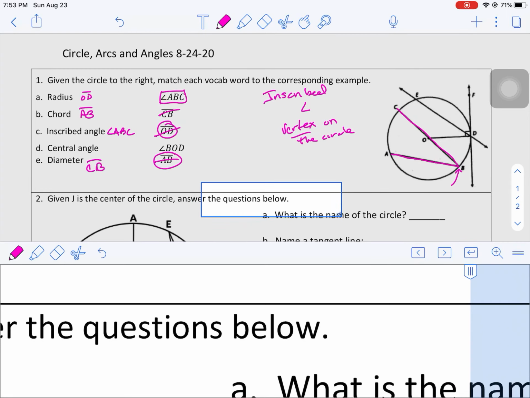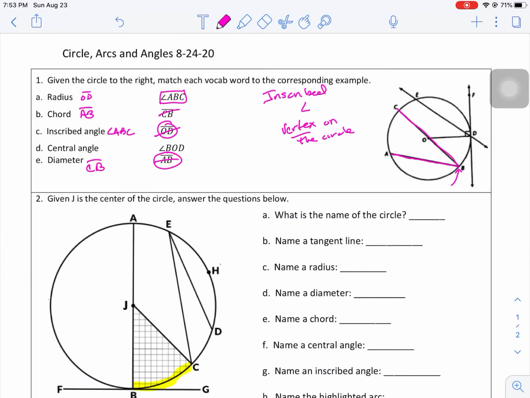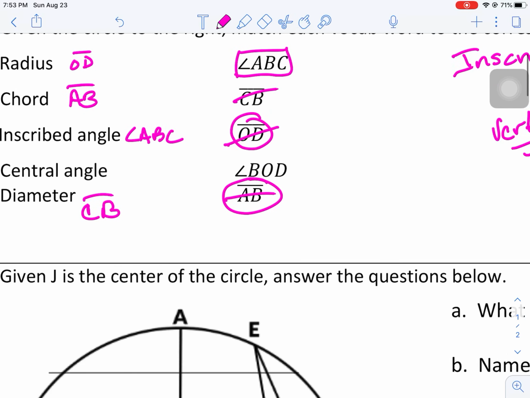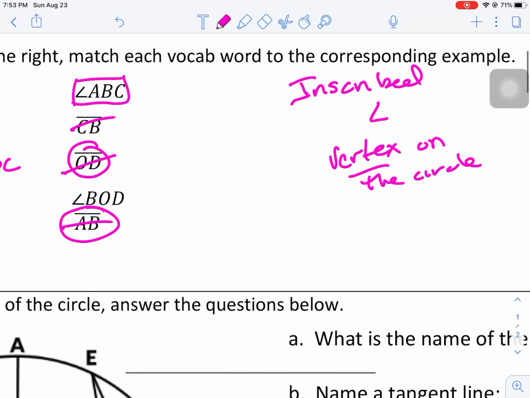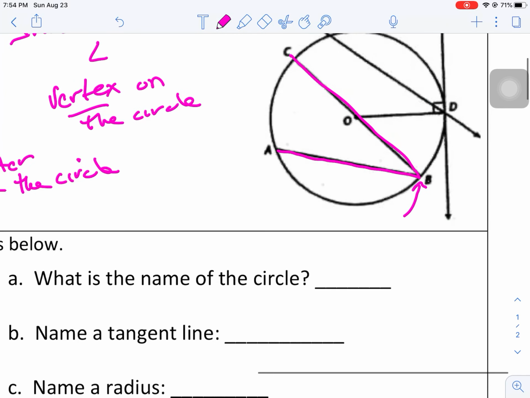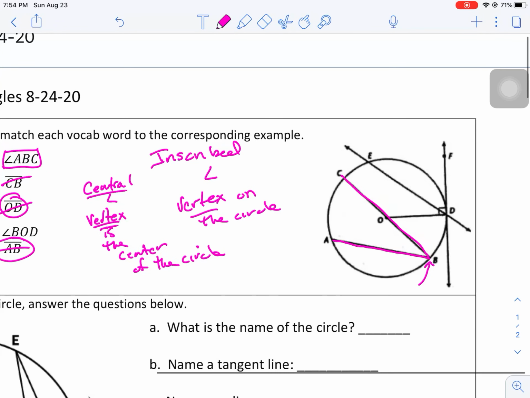So central angle, there we go. So a central angle is an angle whose vertex is the center of the circle. All right, that's why it's called central. So cleaning this up now.